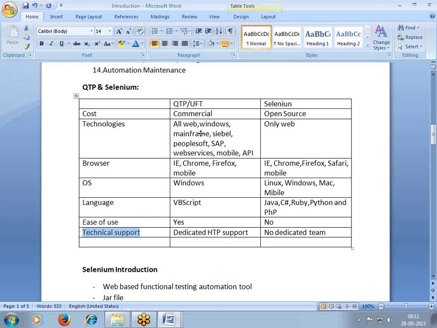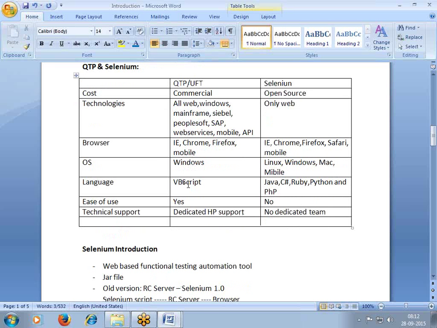And technical support: yes, QTP has a very good dedicated technical support team from HP. But there is no dedicated team available for Selenium to provide technical support because it is a free tool. There is nobody to support you if you face any problem. You have to do some R&D and find the solution yourself. There is no specific team to provide technical support in Selenium. That is one drawback. Clear? So these are some key differentiators between QTP and Selenium.